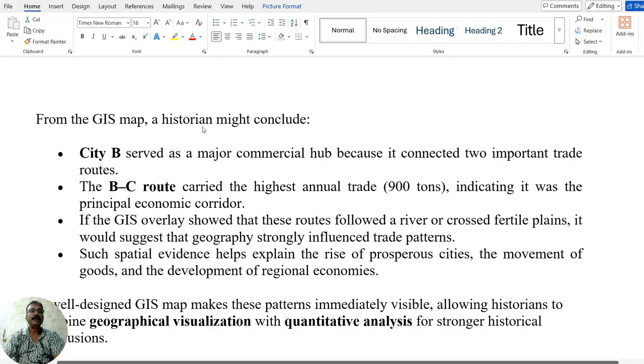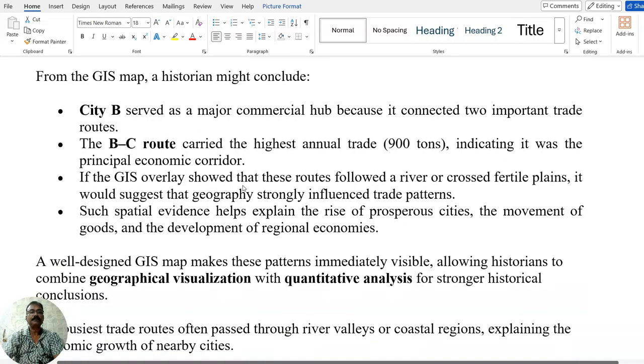From the GIS map, a historian might conclude that city B served as a major commercial hub because it connected two important trade routes. The B to C route carried the highest annual trade, 900 tons, indicating it was the principal economic corridor. If the GIS overlay showed that these routes followed a river or crossed fertile plains, it would suggest that geography strongly influenced trade patterns. Such spatial evidence helps explain the rise of prosperous cities, the movement of goods, and the development of regional economies.